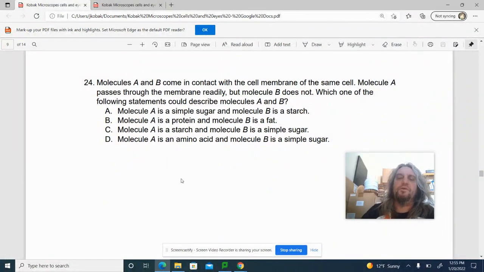Question 24. Molecules A and B come in contact with the cell membrane of the same cell. Molecule A passes through the membrane readily, but molecule B does not. Which one of the following statements could describe molecules A and B?